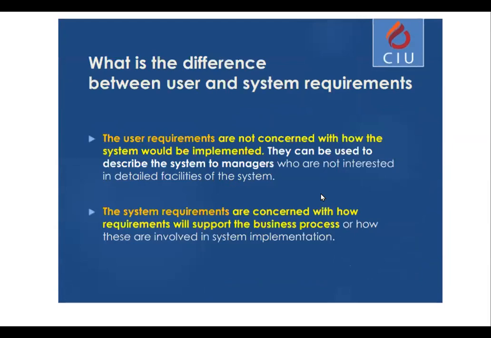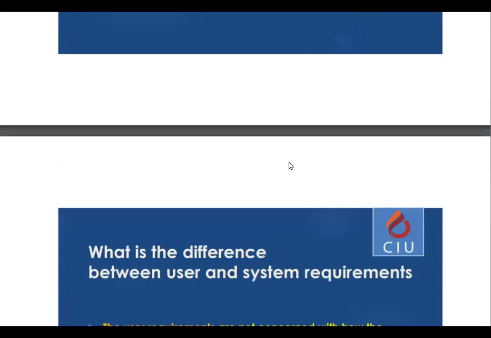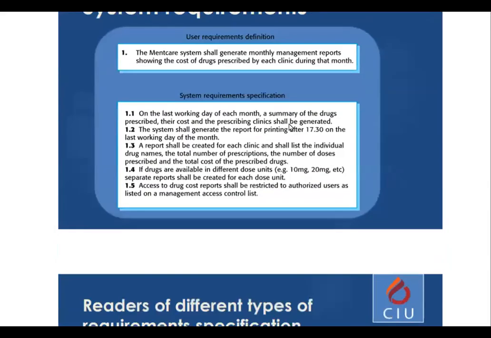So what is the difference between user and system requirements? The user requirements are not concerned with how the system should be implemented, something I already mentioned. They can be used to describe the system to managers. The system requirements are concerned with how these requirements will be supported.